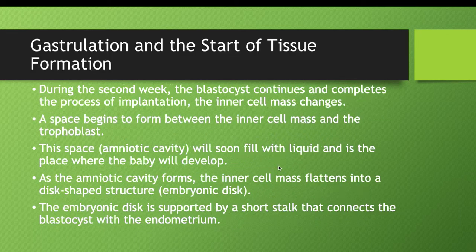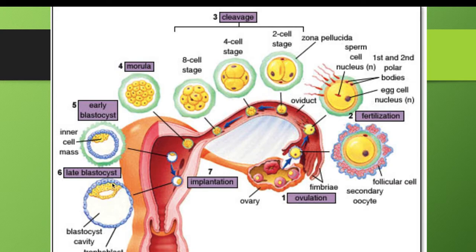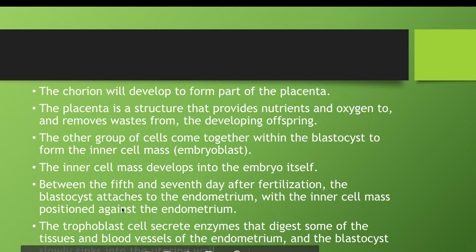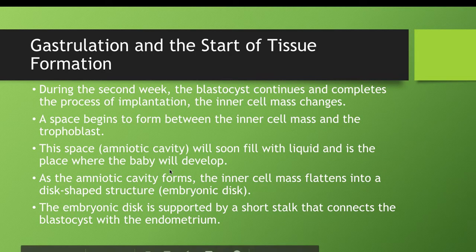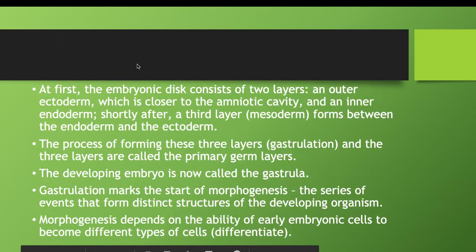So inside of this cavity is where these 3 layers are going to start developing. So ecto will be on the outside, meso in the middle, and endo on the inside. And those are the primary germ layers. Them being created is called gastrulation. The developing embryo is now called a gastrula. Gastrulation marks the start of morphogenesis, the series of events that form distinct structures of the developing organism.